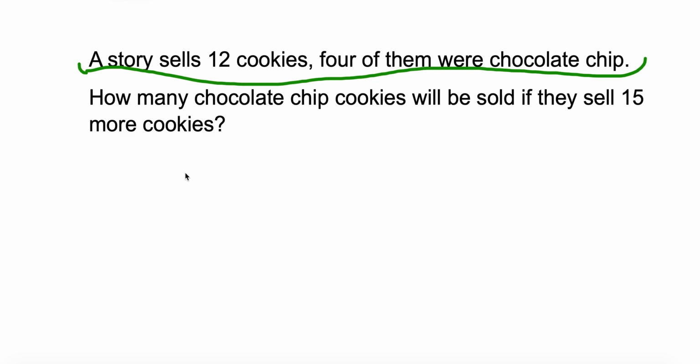This is where we're going to get our experimental probability. So we know that it's 4 out of 12. So 4 of them are chocolate chip and there's 12 total. That's the probability. Now, the question is, how many are going to be sold if they sell 15 cookies? So 15 is now what we want to know. Now, this is basically just some sort of proportion or ratio.